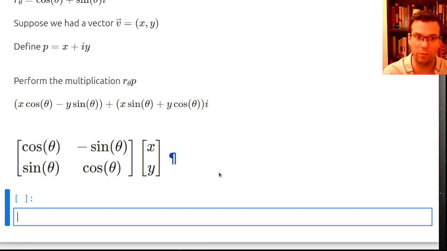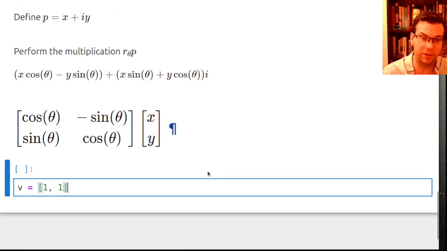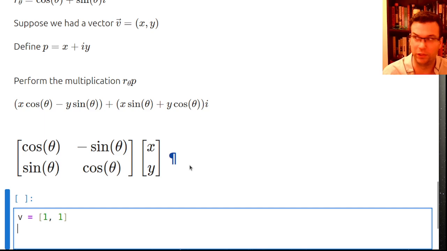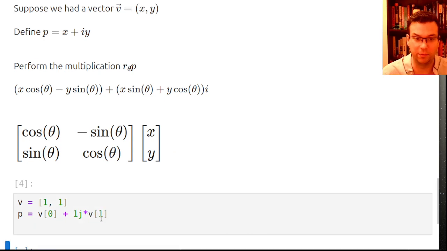So maybe it'll help if I look at an example. So let's say, okay, I'll make a vector v. I'll say maybe it's the vector 1, 1 or something. So maybe this is a vector that makes a 45-degree angle with the origin. All right, so I'm going to unpack that vector, turn it into a complex number. So I'll say that's v0 plus j times v1. Okay, so I just put that in a complex number.